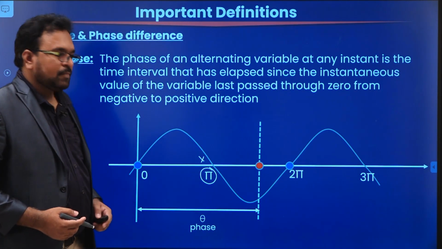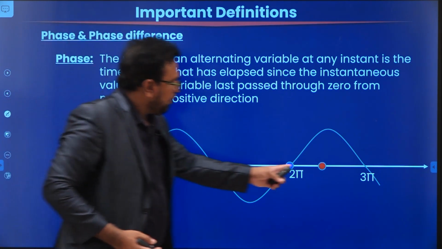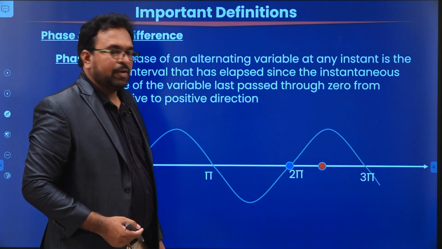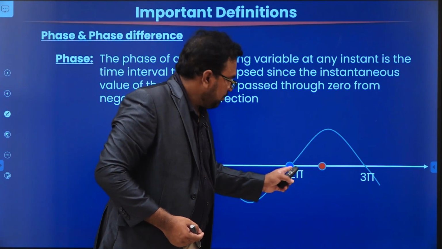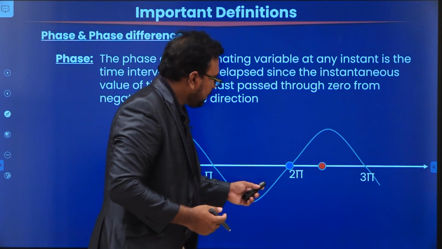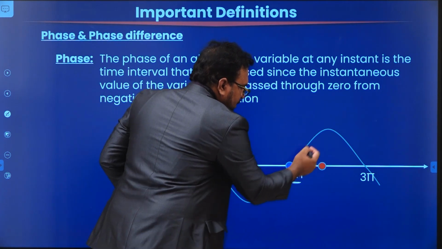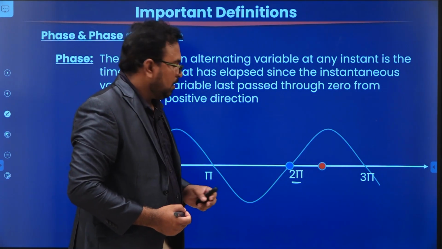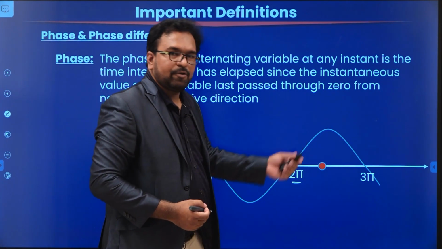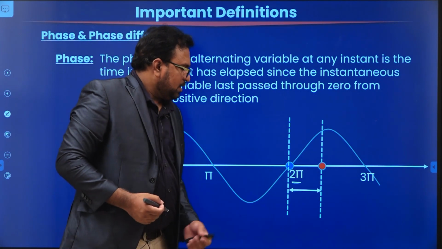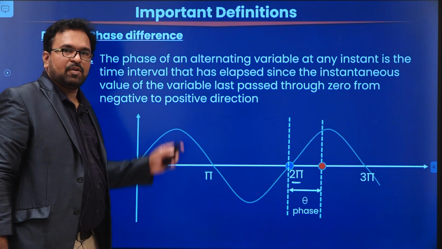Similarly, if you want to calculate phase at this instant, how are we going to calculate? Last passed through 0 before this point, which is the location where the 0 is, that is 2 pi. Before this point, the last passed 0 point is nothing but 2 pi. Can we calculate phase from 2 pi? Yes, because at this point the waveform is moving from negative to positive. So here this time interval is called phase. Okay, I think now you understand phase very well.